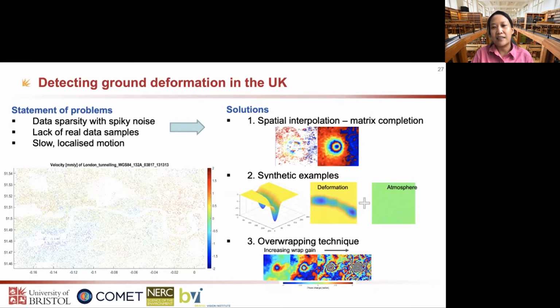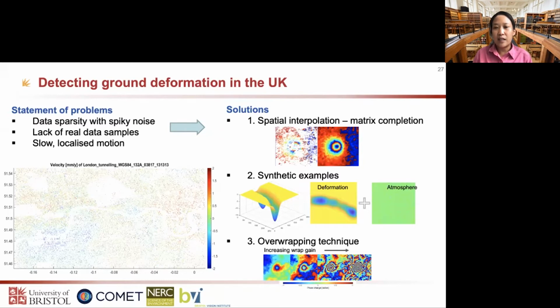Moreover, as it used different techniques to acquire InSAR, the data contains spiky noise. So we are also facing other problems. We don't have good label data, and what we want to detect appears to be slow and localized. So we tackle these problems with 3 proposed techniques merged together.